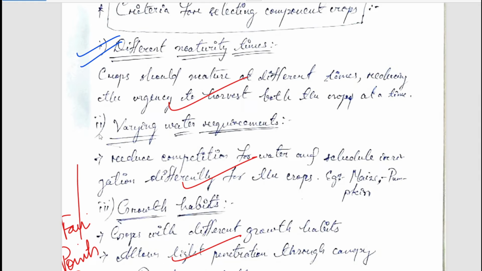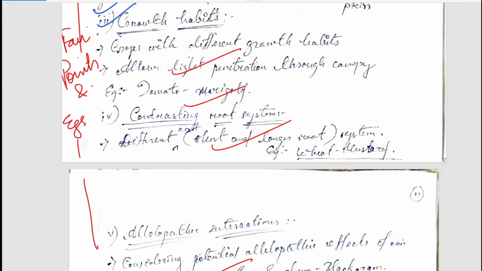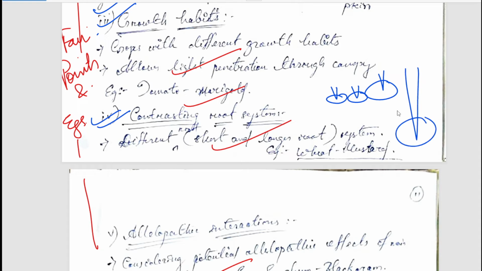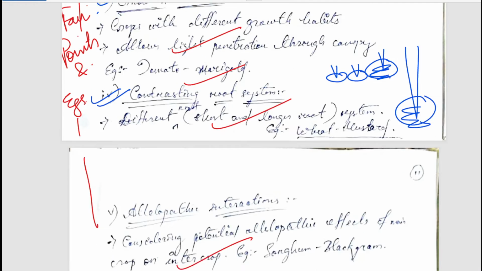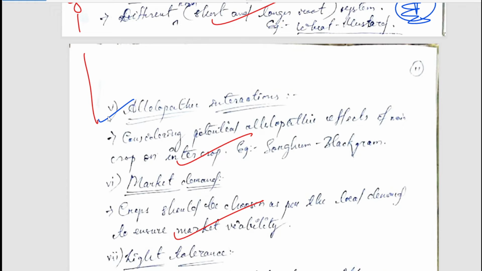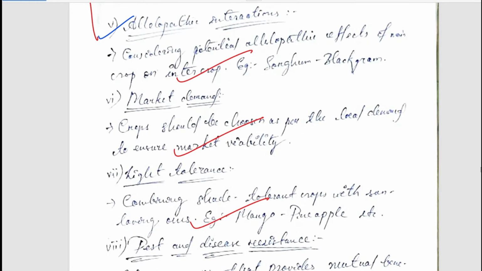Obviously maturity times are seen, water requirements are seen, growth habits are seen, okay. Contrasting root systems: if they have the same length of root system, obviously they will absorb moisture and nutrients from one area. So whenever we do this, we try to combine shallow-rooted plants with deep-rooted plants, so that they absorb moisture and nutrients from different layers of soil. Allelopathic reactions: if the plants show allelopathic reactions, the production of both plants will be hampered. Market demand, light tolerance. All these things are good factors.